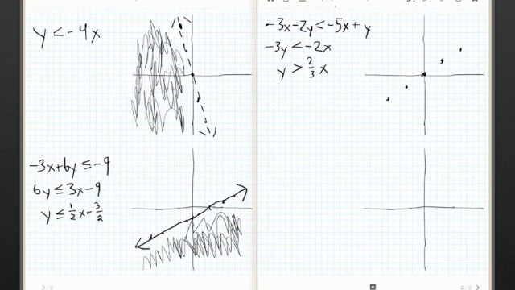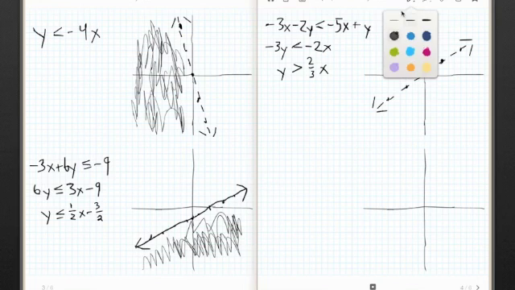Whoops. Hold on a second. Don't forget this. It is not equal to, so we are using a dashed line. Very easy to forget that, so make sure you pay careful attention to whether or not there is an equal sign here. And we are going to be shading. Greater than means shade above the line.